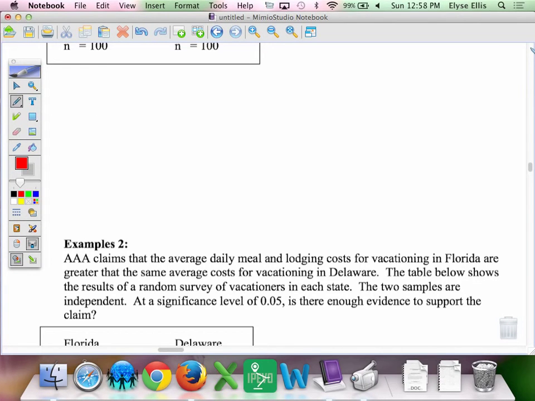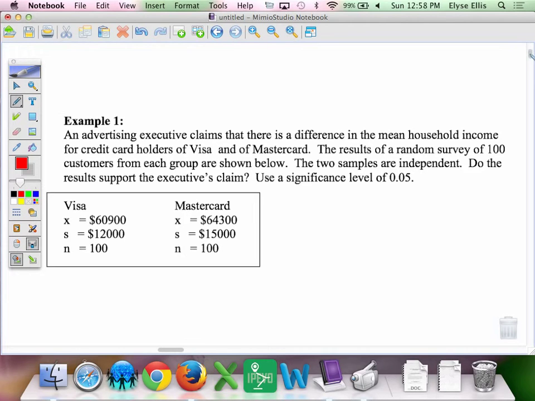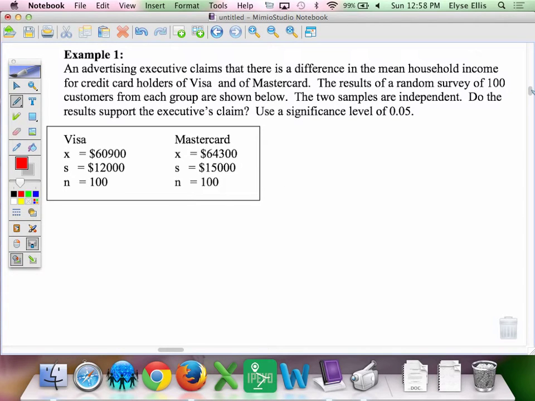So when it comes to doing some examples, if I can get my screen up here. There we go, that's where I want it. Let's run through a couple of these.